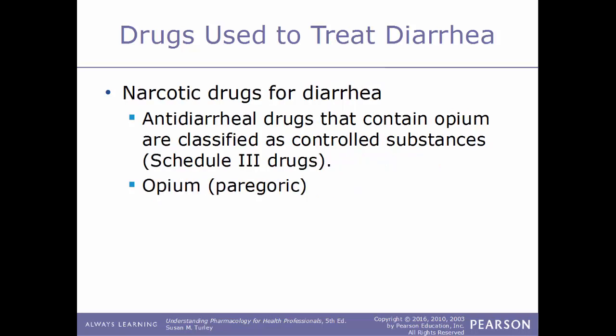Another type of drug that would be used to treat diarrhea are narcotic drugs. These are the antidiarrheal drugs that contain opium, and these are classified as a controlled substance. These are a Schedule III drug. So these drugs would be considered to be paregorics because they contain opium.